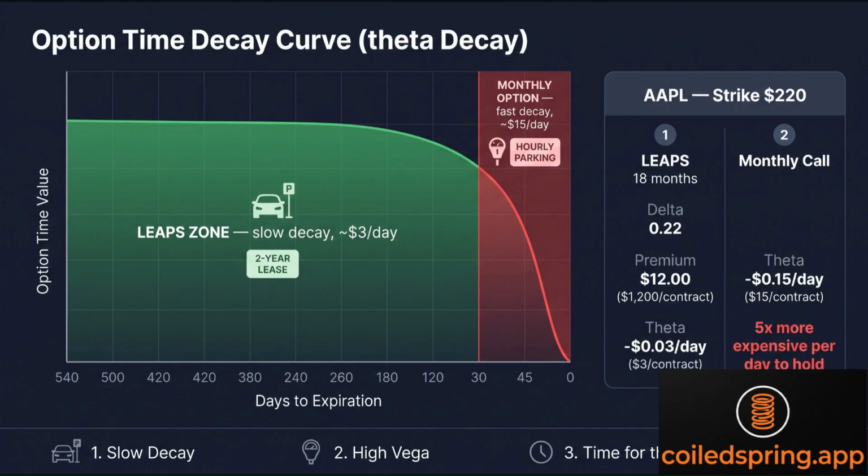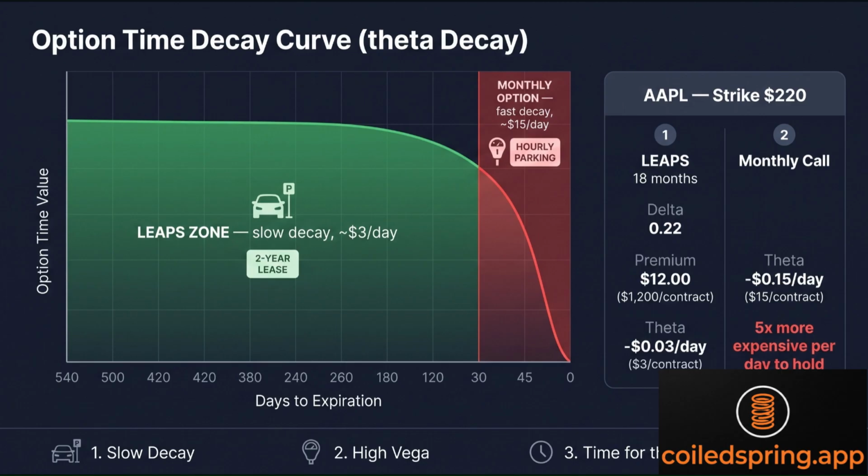Same stock, same strike, $220, but a monthly call instead of LEAPS. Theta on that monthly option is -15 cents per day. 15 cents per share, $15 per contract per day. That's 5 times more expensive per day to hold. And you have maybe 30 or 45 days before expiration forces your hand. With the LEAPS, you have 18 months.